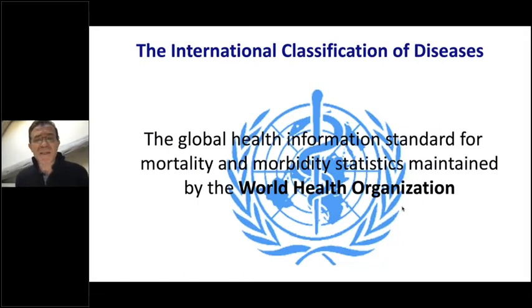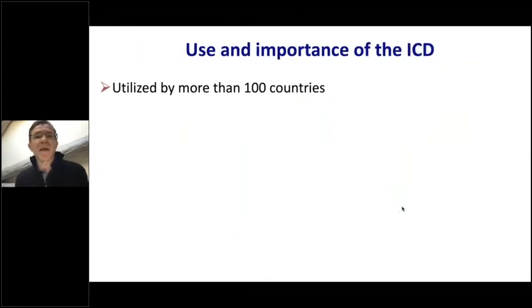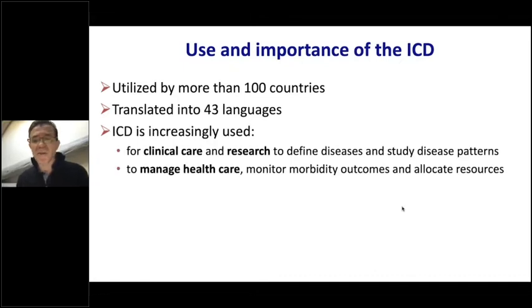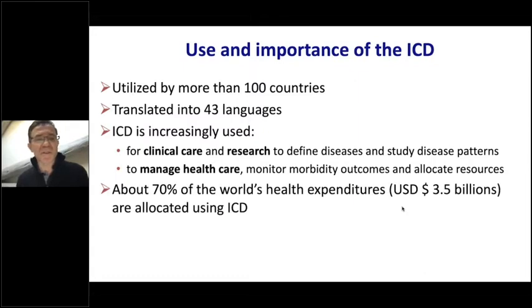The International Classification of Diseases is a tool that has been made available by the World Health Organization for years in order to have a global assessment of mortality and morbidity worldwide. Its importance has increased over the past years. It's been used by more than 100 countries, translated into 43 different languages, and is used both in clinical care and research, as well as to manage healthcare, including allocating resources.